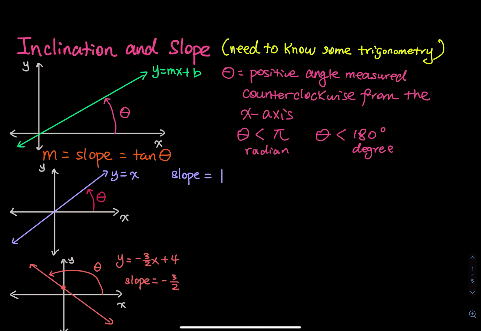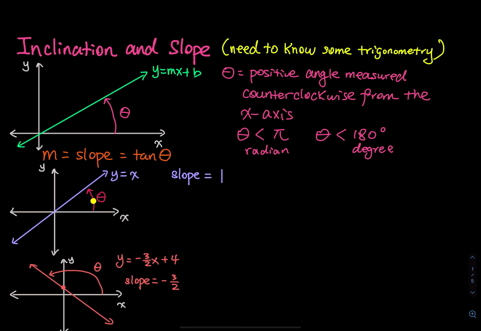Here, let's say we have a line y equals x. This is a basic example of a straight line. The slope is equal to 1. So this is the graph of y equals x. And then I want to measure this inclination. So how do we do that?